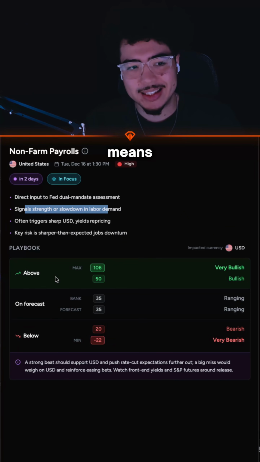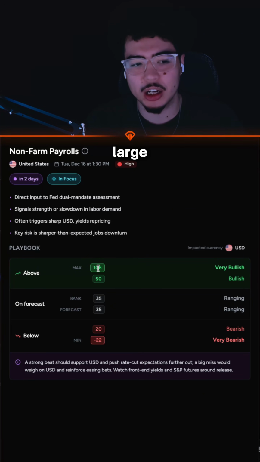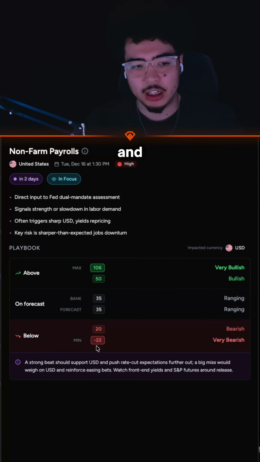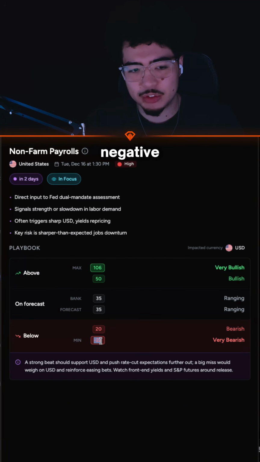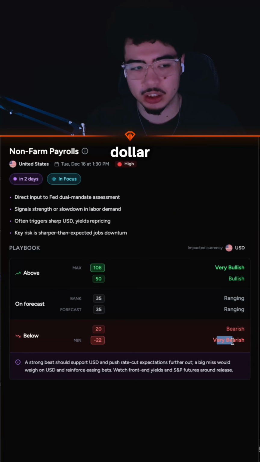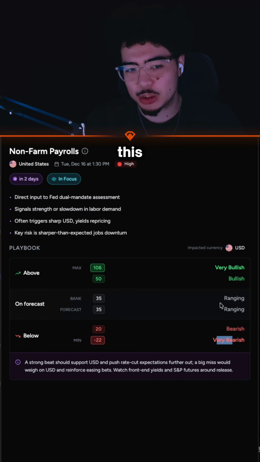So what this means is if NFP comes in above 106, we can see large volatility, especially to the upside. So we can see it's a very bullish event if we get higher than 106. And on the other hand, if we get below negative 22, that would be a very bearish catalyst. That would cause large movements to the downside for the US dollar. And then on forecast, we can see this would be ranging.